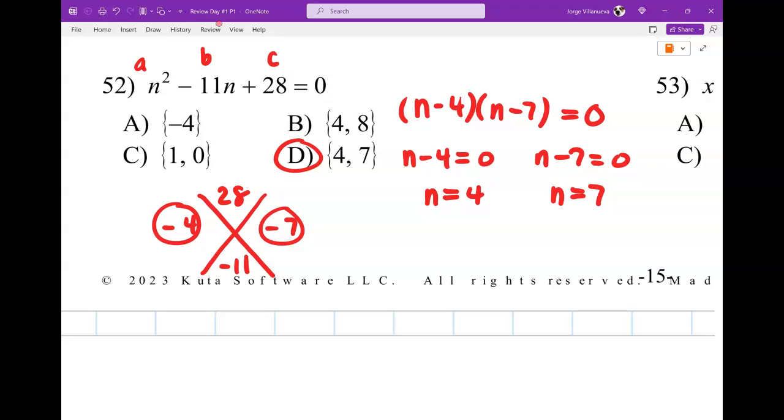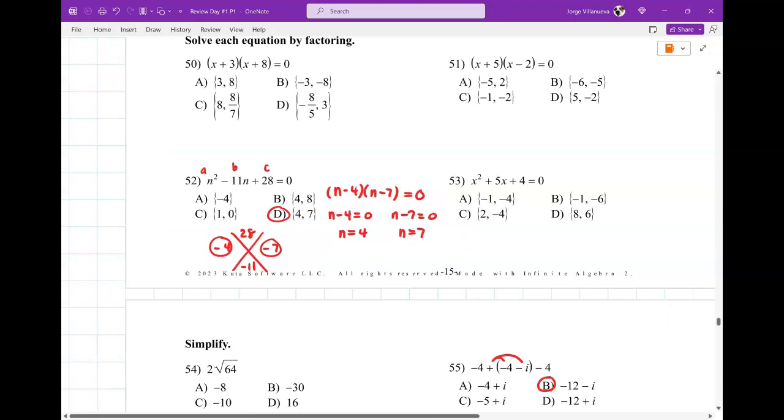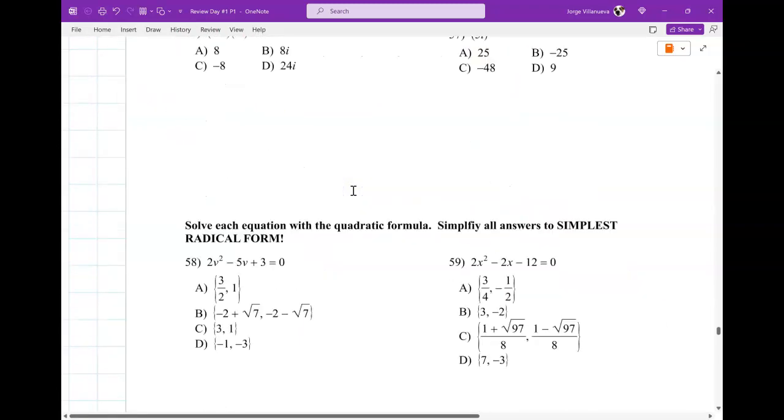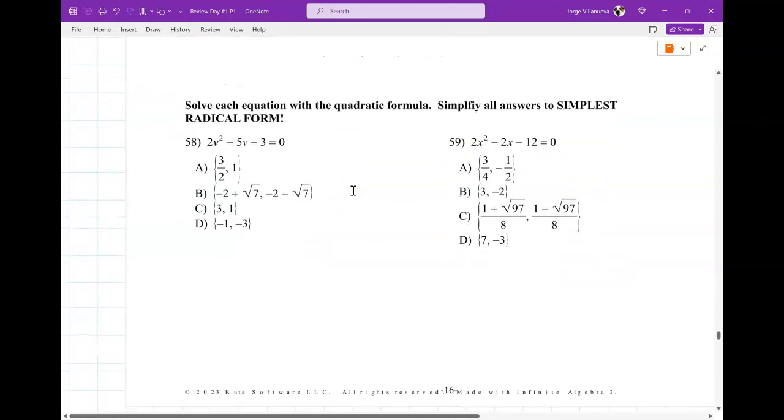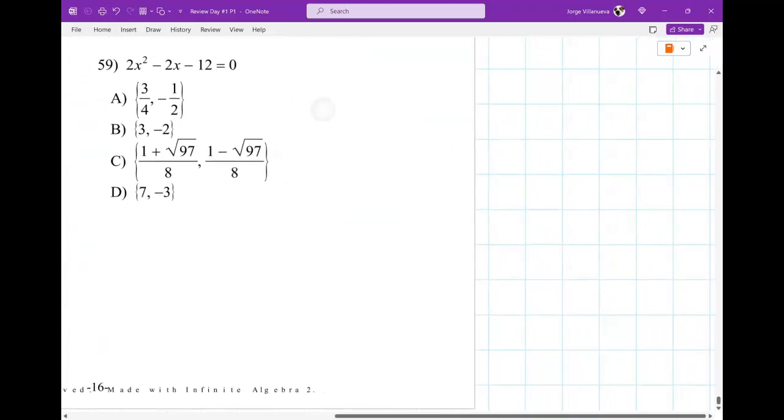Questions on this one before we go to 59? All right, so moving on towards 59. Let's see, 59. Solve each equation with the quadratic formula. Simplify your answer. So this one means that maybe you can't factor it. So they want us to use the quadratic formula, okay?